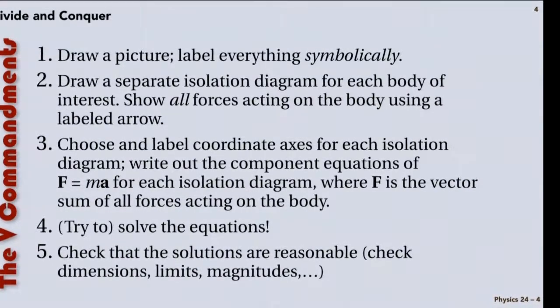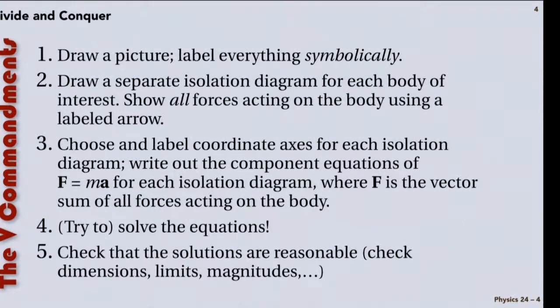But in essence, you extract a body from the original picture and you label all the forces that act on that body. You then choose and label coordinate axes for each isolation diagram, from which you can write out the equation F equals ma, because according to this, the time rate of change of the momentum of the object is given by the sum of the external forces. Then you try to solve the equations.